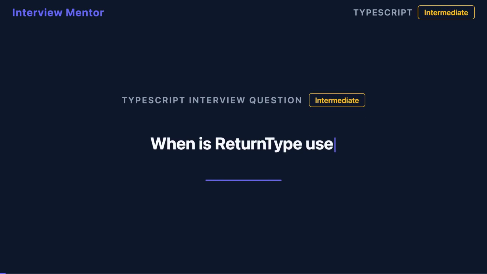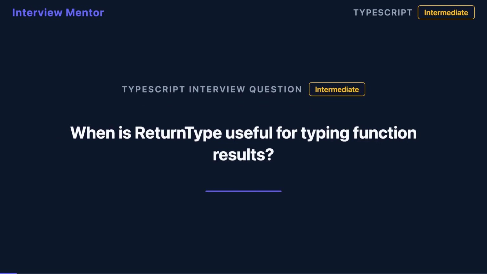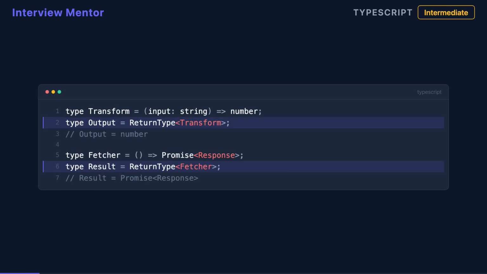Ever hard-coded a return type only to watch it silently drift out of sync when the implementation changed? TypeScript's ReturnType utility type extracts the return type directly from a function type. Pass it a function type, and it gives you back whatever that function returns. If a function type maps string to number, ReturnType of that type is simply number.